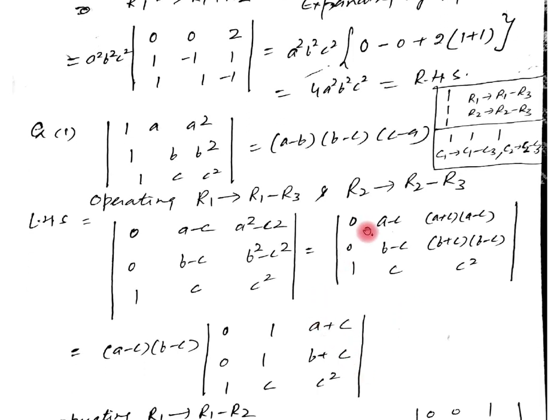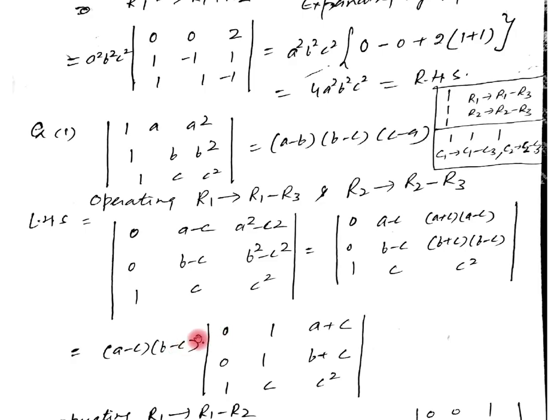Again in the first row, a minus c is common. Here is 0, here is a minus c, here is a plus c and a minus c. Clearly from the first row a minus c is common. We can take it out, and from the second row again b minus c is common. We can take it out, and moreover on our right hand side we have these factors. Clearly from the right hand side we can get the idea what operation we have to apply.